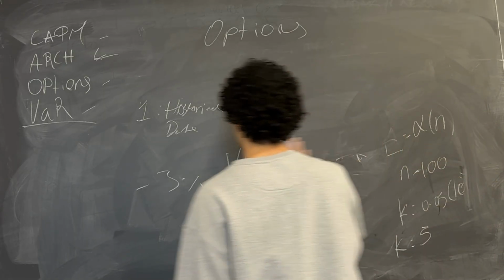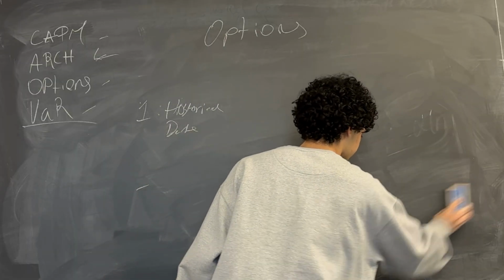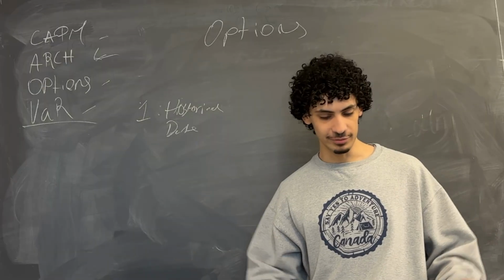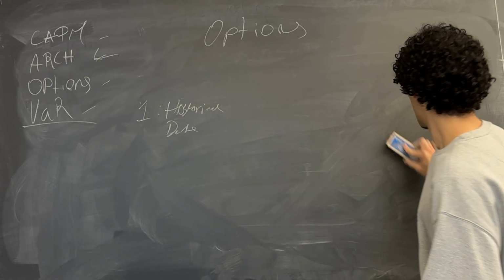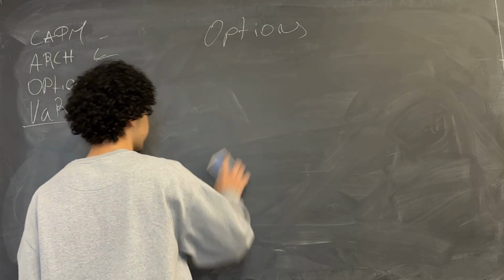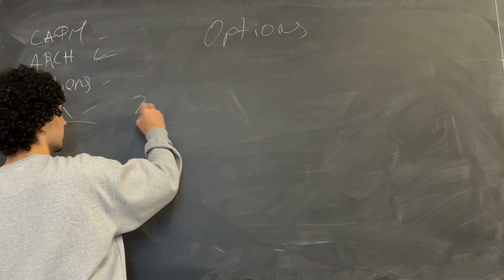And then we have method 2. I literally have to leave because there's an exam. Okay, method 2. This is the exam space, but this is helpful, so I'm going to keep doing it.